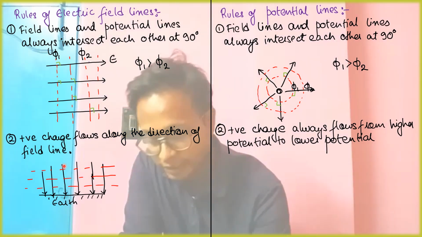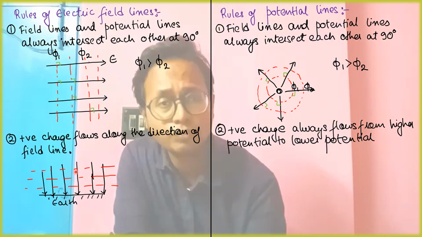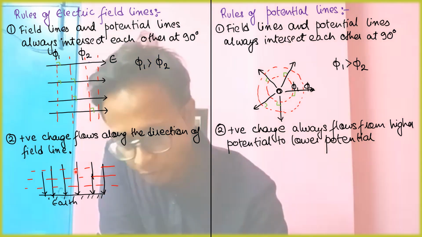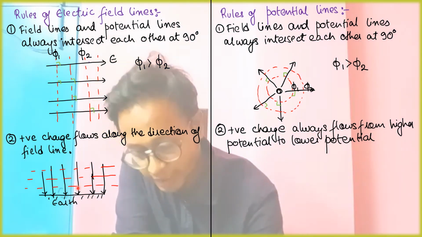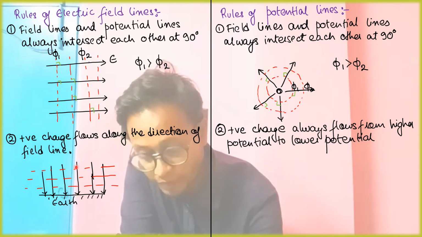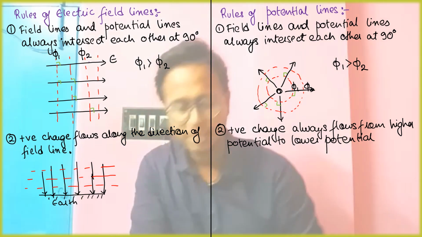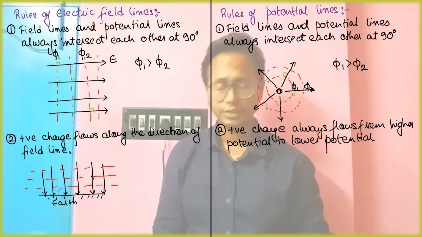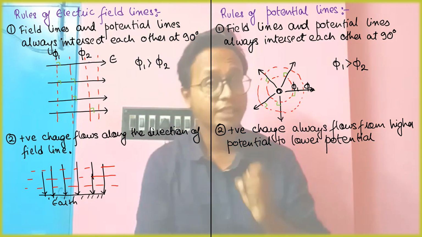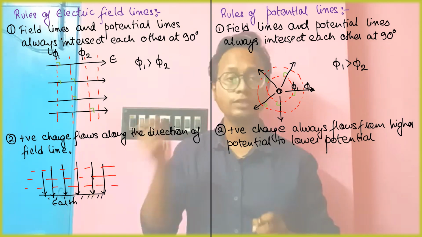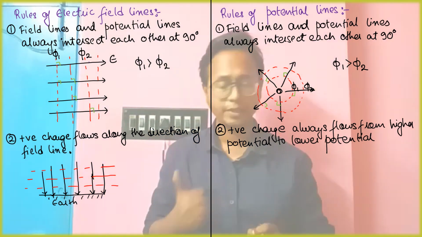So a positive charge or positive particle always moves from higher potential to lower potential, and a positive particle always moves along the direction of field lines. So this positive mass would move along the direction of gravitational field lines, isn't it? Understood? The condition is there is no initial velocity and there is no external force.